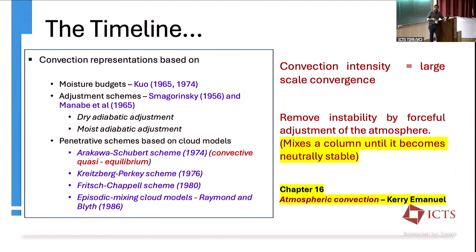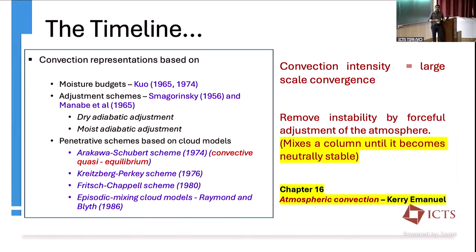In real conditions, if you see the atmosphere, there may not be such a relation. Sometimes there will be large convergence, but there won't be any convection. Or in other cases, even without large scale convergence, there would be convection because of thermal instabilities or strong surface heating. So in some scenarios, this scheme fails.